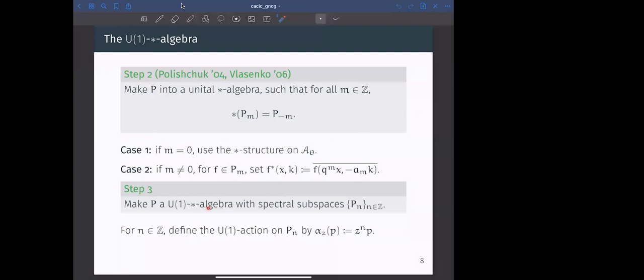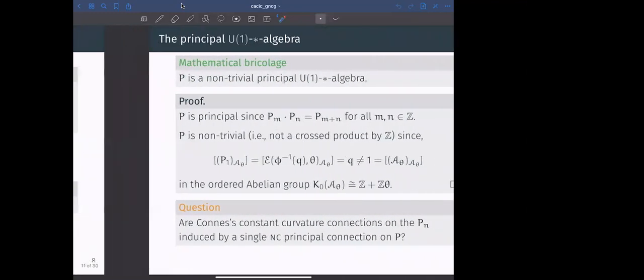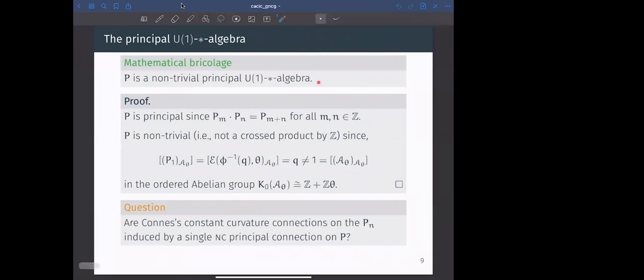Then you can give this a U(1) action such that the line bundles really are the isotypical components, and you just do the obvious thing: on degree n, you scale by z to the n. So to cut a long story short, this is a non-trivial, non-cleft, principal U(1) star algebra. It's principal since it's strongly graded: P sub m plus n is the span of products of something in degree m and something of degree n, for all m and n.